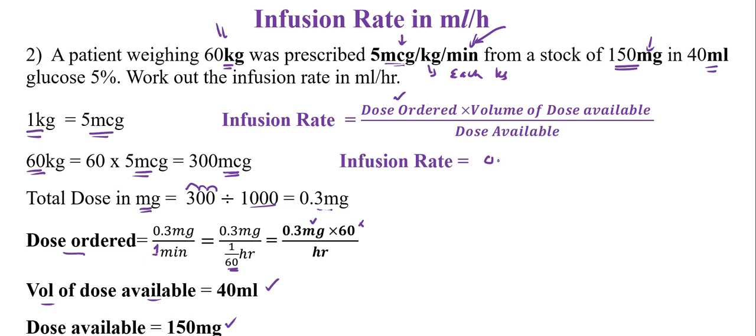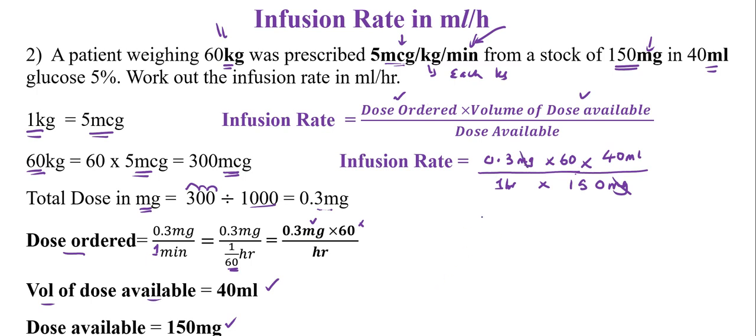So by substitution, the dose ordered will be 0.3 milligrams per hour, out of the 1 hour. And then the 60 from the conversion of the minutes is there. Then times the volume. The volume is 40 milliliters. And then finally divided by the dose available. The dose available will be 150 milligrams. Again, the milligrams will cancel the milligrams.